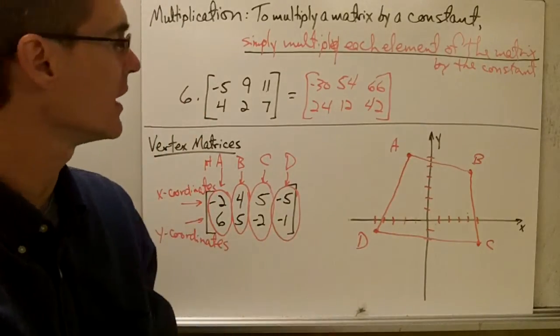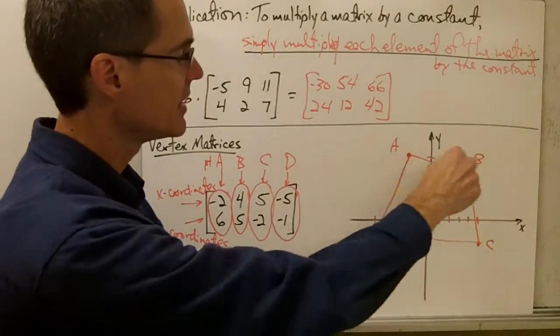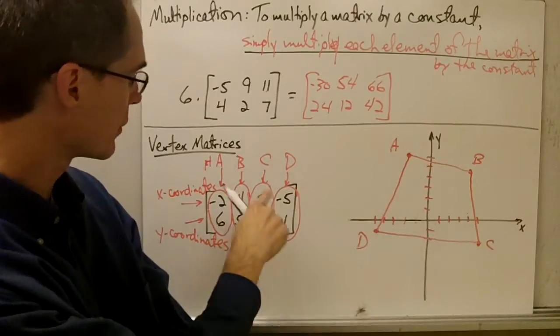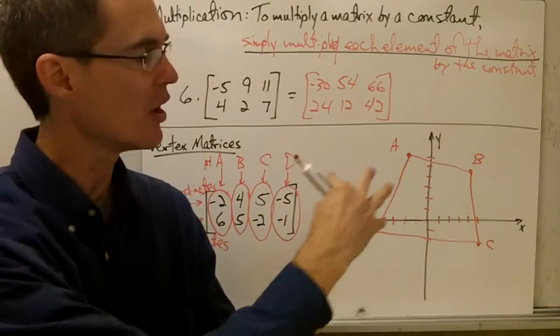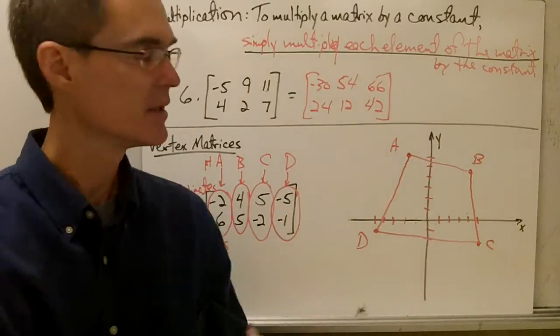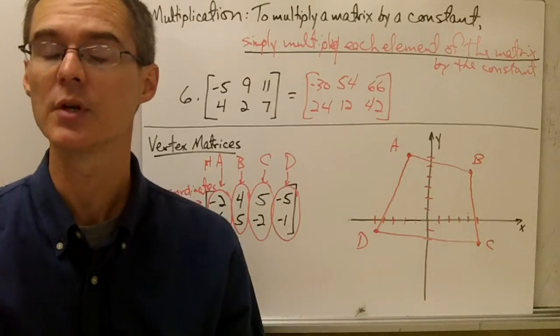And what we're going to be doing throughout the rest of this unit on transformations is we're going to be taking these different figures that we represent using a vertex matrix, and we're going to be performing different transformations on them, moving them around the set of coordinate axes. We're going to take a look at some more of those types of problems tomorrow in class.